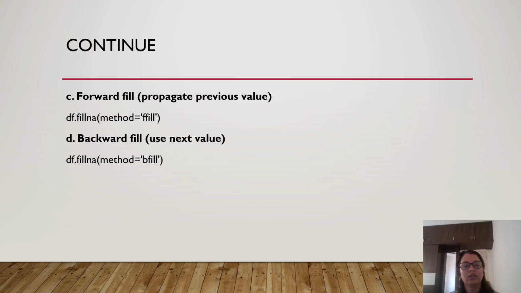Then other methods are forward fill and backward fill. Forward fill will look at the previous value, and if it is not a null value, that value will be filled into the missing value. Or backward fill means if any following value doesn't contain a missing value, that value will be filled into the missing value.